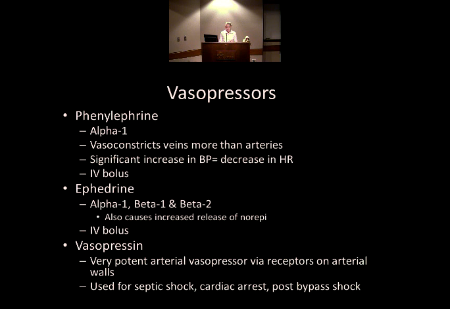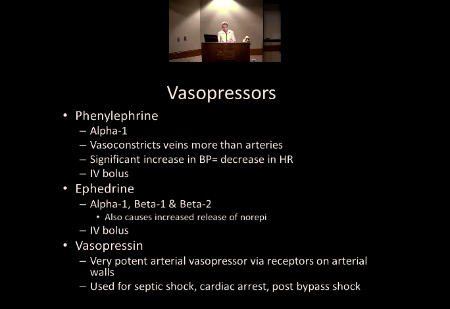A side effect of ephedrine is that it's an indirect acting vasopressor, so it will cause your body to release norepi that it has stored up in your body. So you'll give ephedrine, you'll get a bump from your ephedrine, then you'll get a bump if they have norepi in their body being released as well.